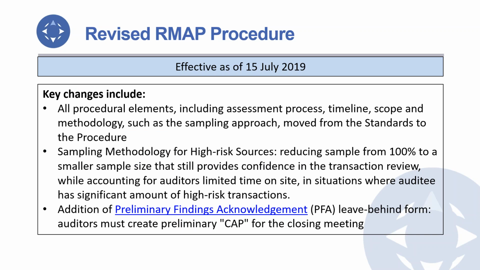We've also updated the sampling methodology for high-risk sourcing, reducing the sample from 100% to a smaller sample size for transactions over 100. And we've added a specific form that would be easier to print out as opposed to a tab in the Excel for the preliminary findings acknowledgement.